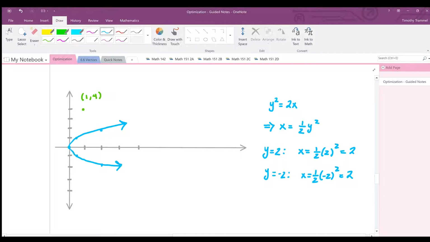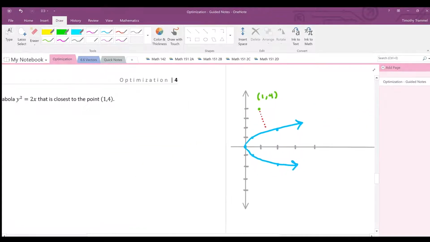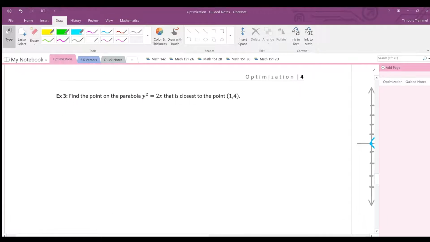And so in this question, what we're really trying to minimize is this distance between this point and the curve y squared equals 2x. So let's go ahead and move back over here, and we are going to set that up. So the first thing that we need to know is, how do we write the distance of just some random point to the point (1, 4)?